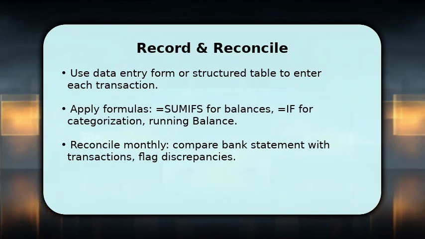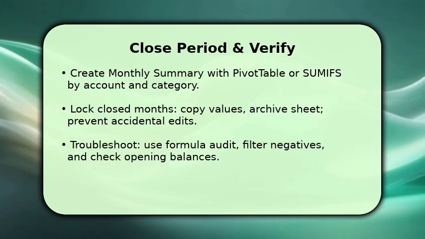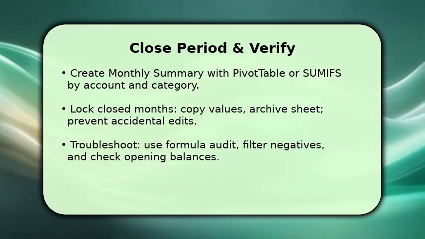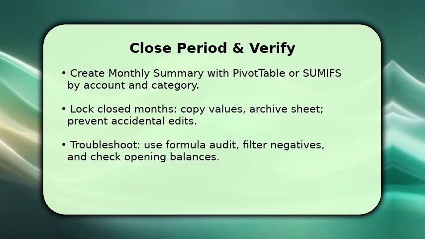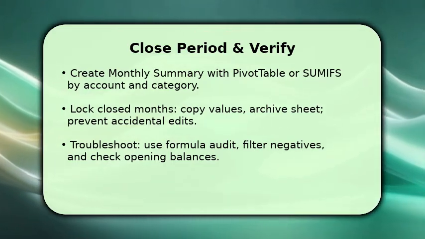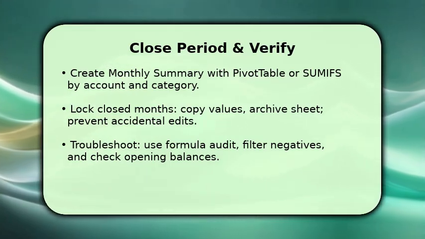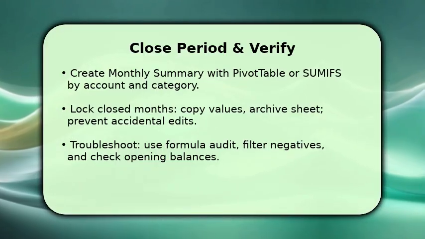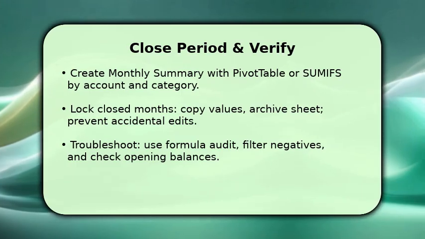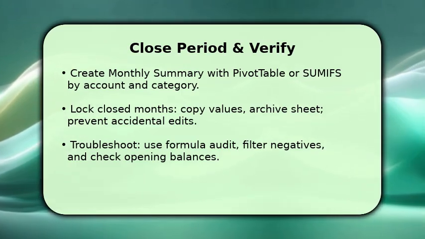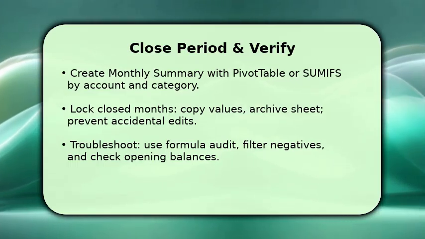You finish by closing the period and verifying totals. Build a monthly summary using pivot tables or SUMIFs to show balances by account and category, then compare income versus expenses and check equity movements. Once complete, lock or archive closed months by copying values into a backup sheet to prevent accidental edits. If numbers don't match, use Excel's formula auditing, trace precedents, filter negative amounts, and confirm opening balances. This final verification ensures your books are clean and ready for reporting.